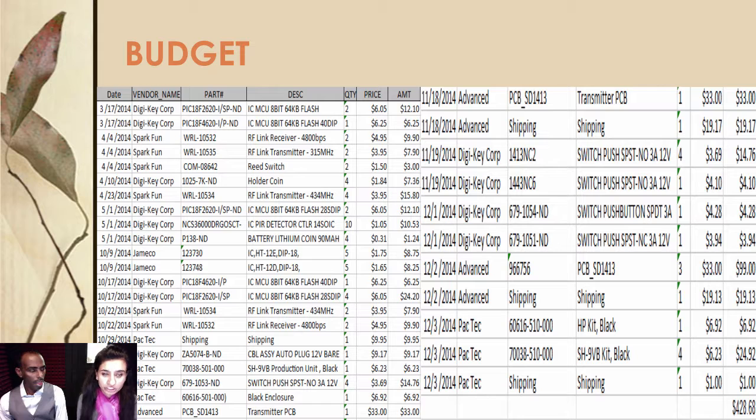So this is the budget data until now. We requested the budget of total $800, and we were able to manage the whole project under the requested budget. Currently, we are standing at the total of $428.68, which is well under our requested budget.